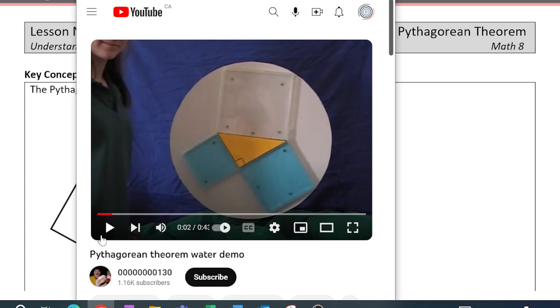So I'm going to play this. What I want you to take note of before we press play is what shapes you see on the screen there. So we see a yellow triangle in the middle, and it has a right angle in the corner. And then we see 3 squares, one on each side of that triangle. So 2 smaller blue squares, and then 1 large clear square at the top. So maybe make a prediction of what you think is going to happen in this video. It does involve some water, and then I'll press play and we'll see what happens.